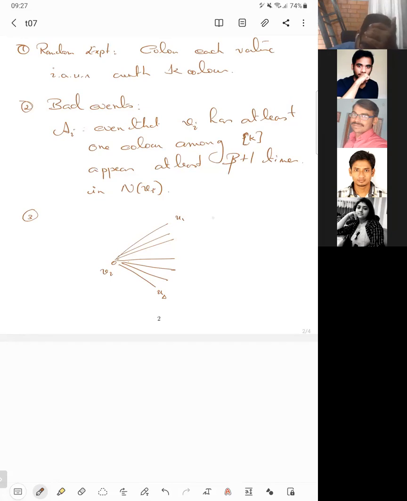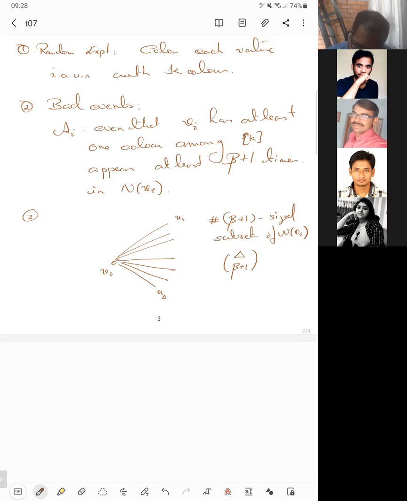So this is the number of beta plus 1 sized subsets of N of V_i, right? Yes. N of V_i is nothing but U_1 to U_delta. So what you are saying here, this delta choose beta plus 1 is the number of beta plus 1 sized subsets of the same color. Okay, this is the number of possible subsets of size beta plus 1 among the neighborhood. Yes. And for each, the same color will appear with probability 1 by K.